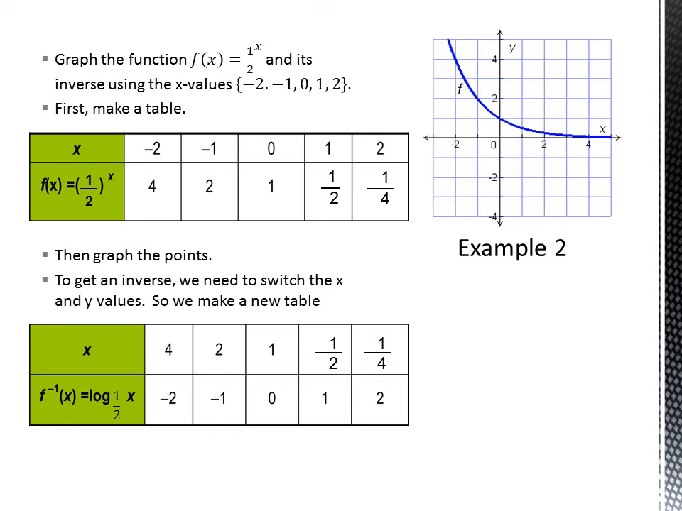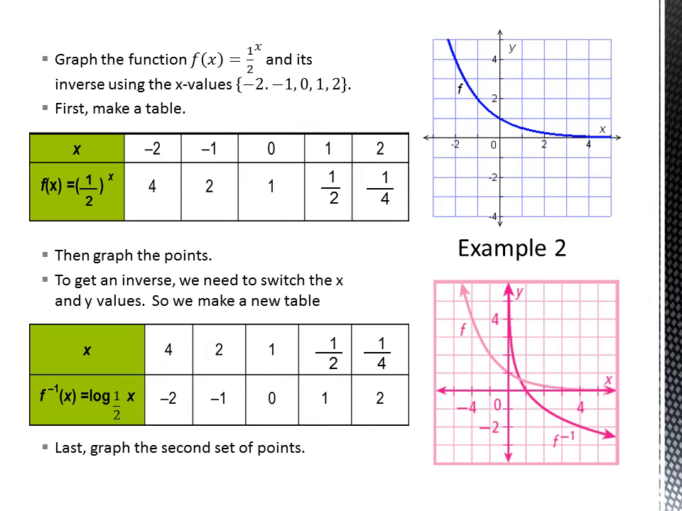Now to get the inverse, we do the exact same thing. We switch the x and the y. So we switch the top and the bottom, and we can graph the same points. And notice that again we have f as the original and the f to the -1, the inverse, graphed on the same set of axes. So you can find all of these points, (-2, 2), (-1, 1), (0, 1/2), (1, 1/4), all on the graph of the inverse, f to the -1.